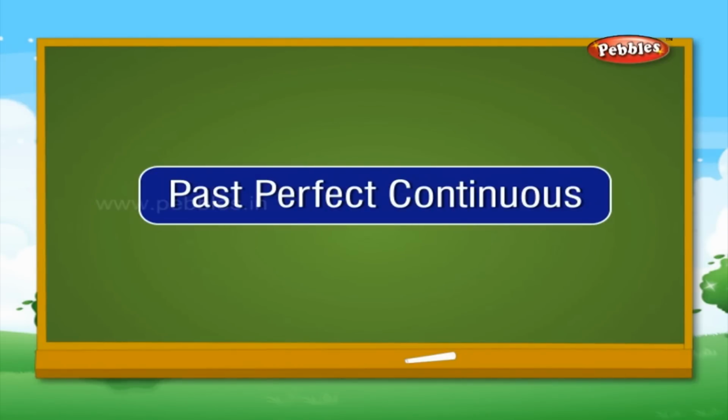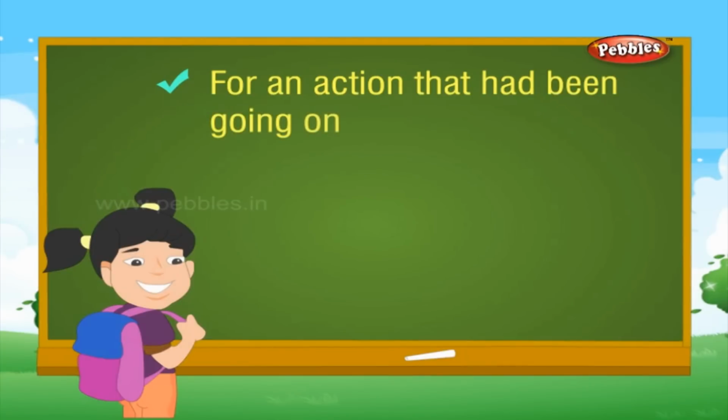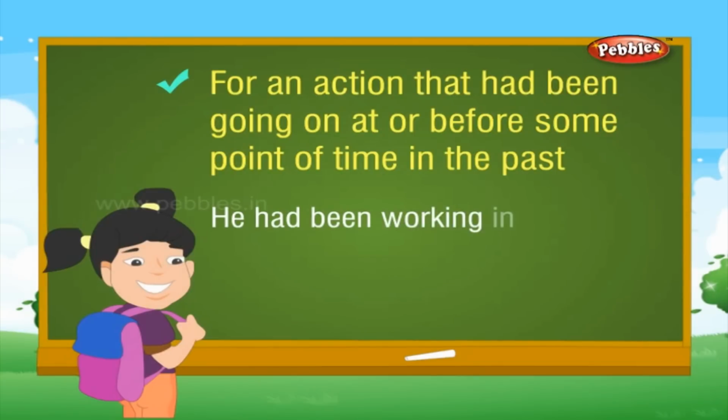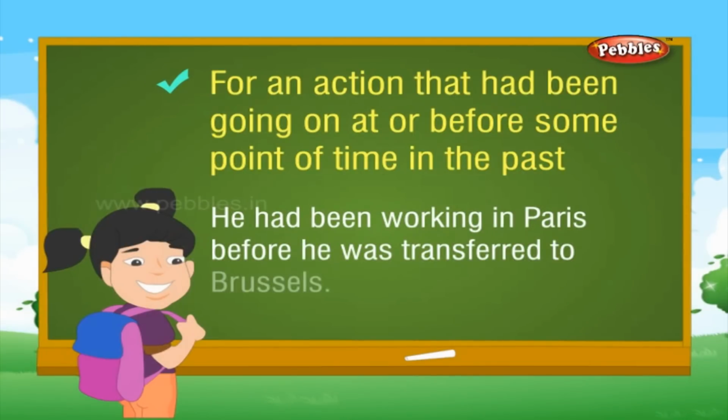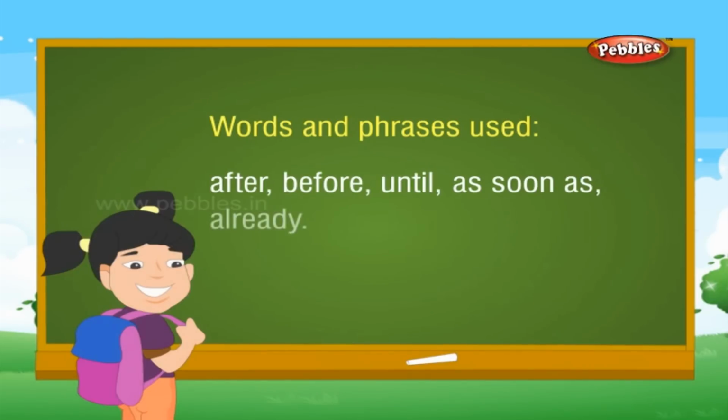Past perfect continuous: for an action that had been going on at or before some point of time in the past. He had been working in Paris before he was transferred to Brussels. Words and phrases used: after, before, until, as soon as, already.